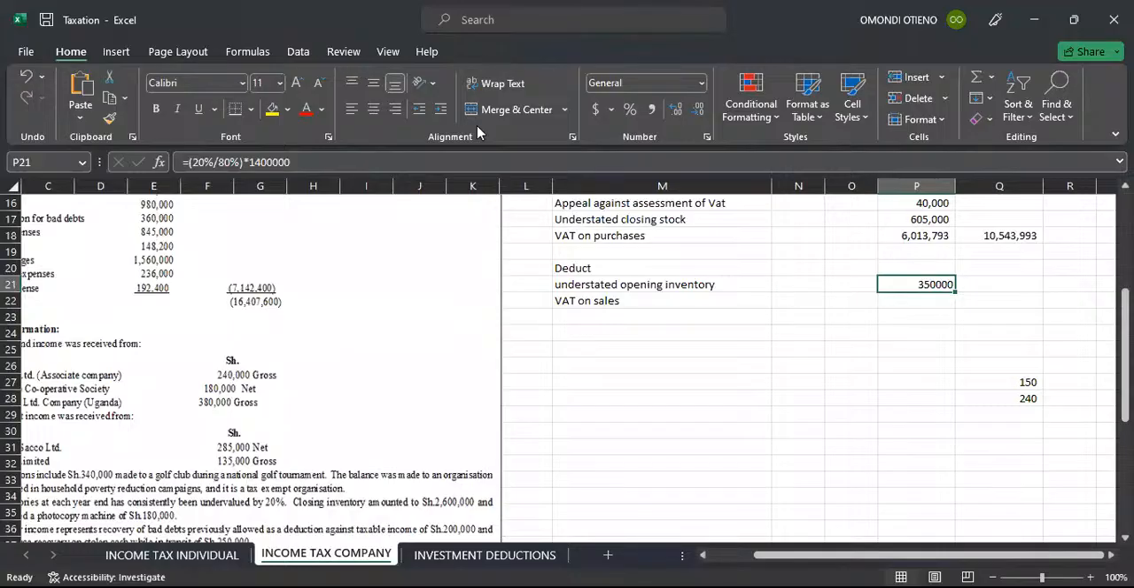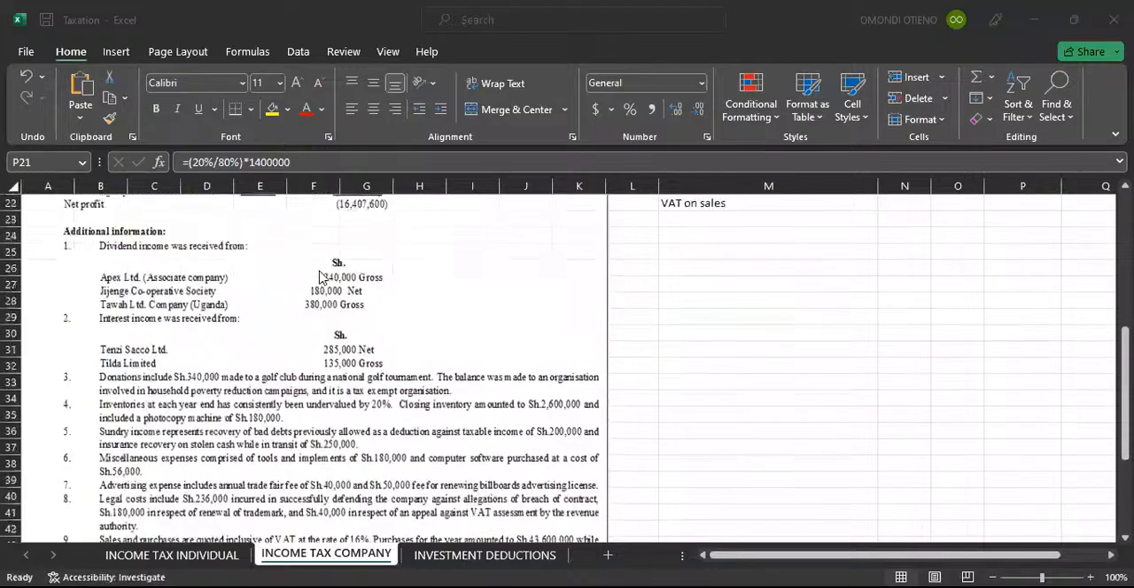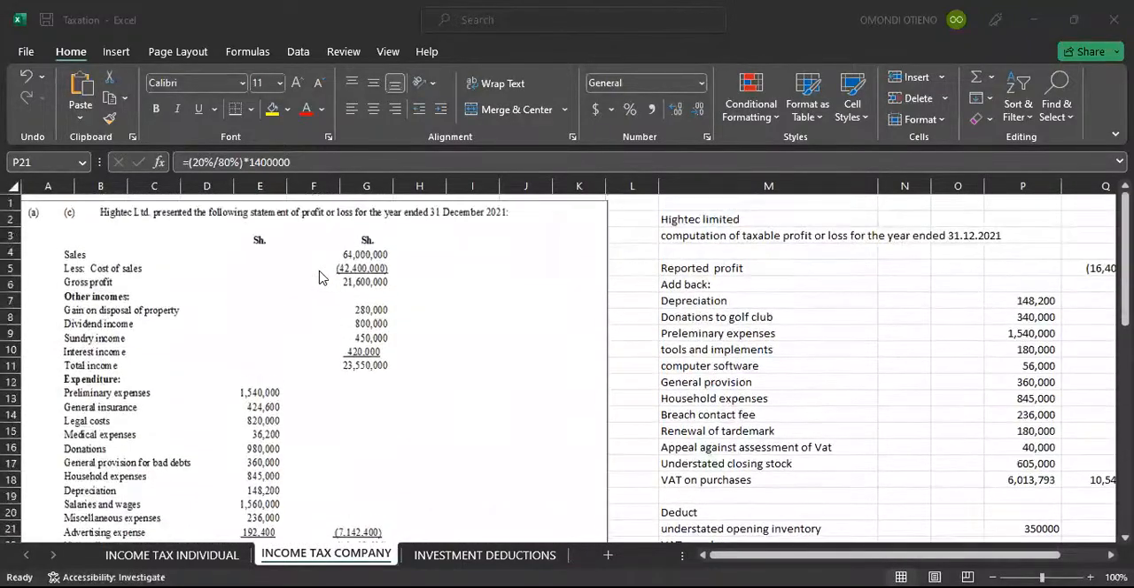Then the next one, still under that information, we have this figure here. We are told that sales and purchases are quoted inclusive of VAT at the rate of 16%. Purchases for the year, 43,600, while opening inventory was that. Do we have the value for sales given to us? The value for sales is given up here as 64 million.